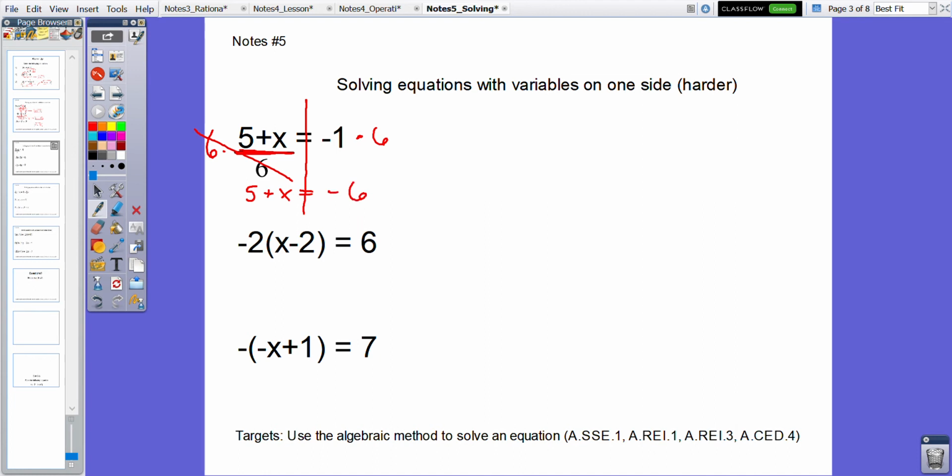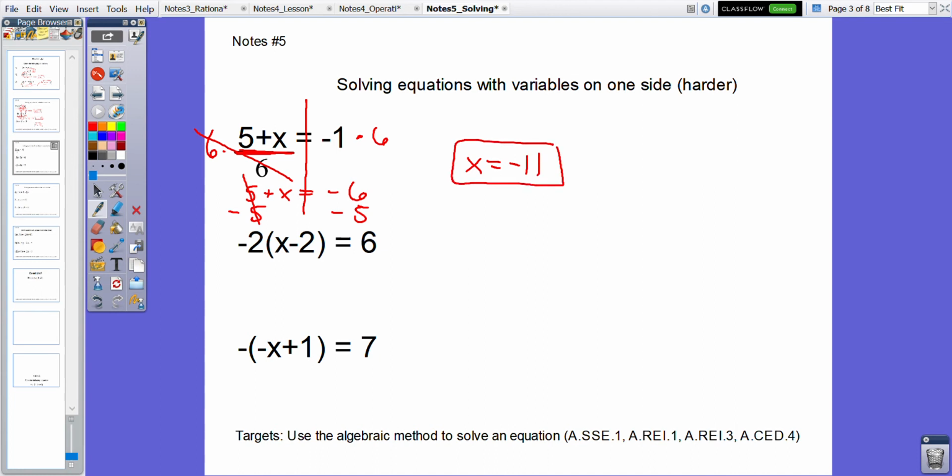And then my last step here is the subtraction property of equality. So I'm going to subtract 5 because I need to know what my variable is. So -5. My 5's cancel. And if I solve this correctly, I'm left with x equals -6 minus 5, which is -11.